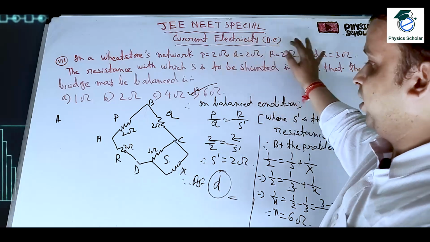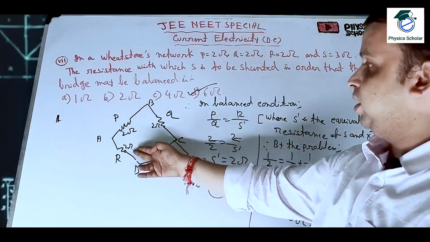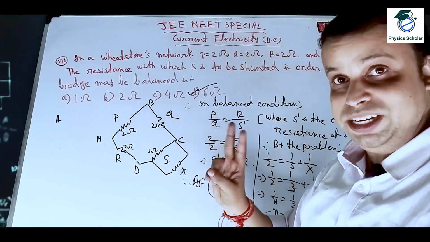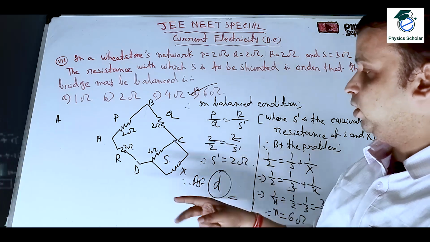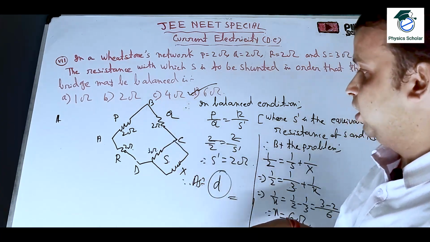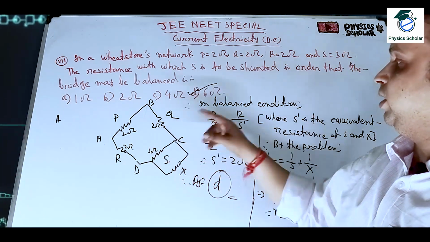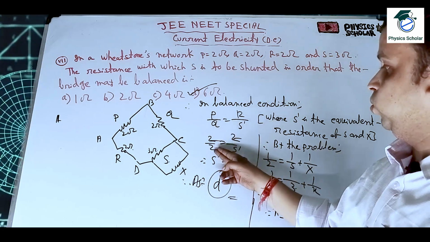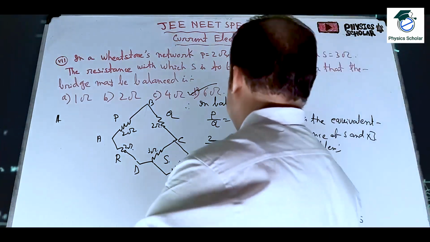So P, Q, R, S, 4 resistances are given. Clear? And the value of 3 resistances are same, 2 each. Okay, now here it is 3, so we have to connect one shunt to make it balance condition. Clear? Now see what we know in balance condition. Suppose the equivalent resistance of these 2 is S dash. So P by Q is equal to R by S dash. So what is the value of P? 2 by S dash. So S dash should be also 2.